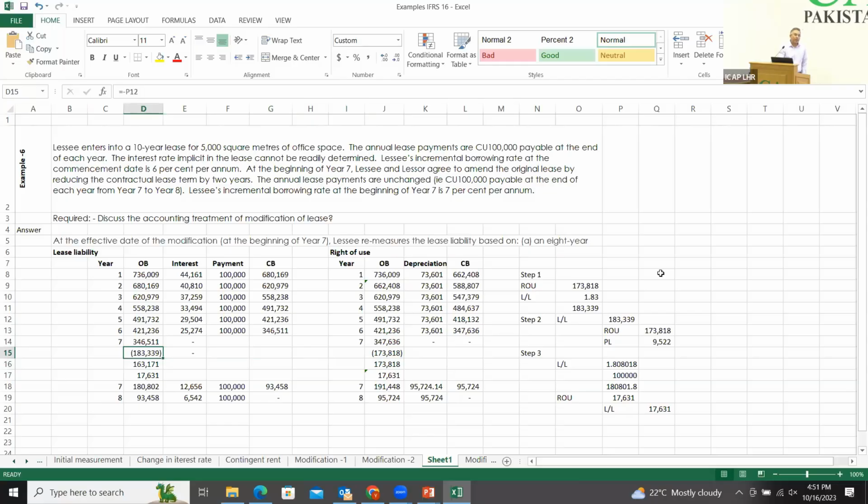So what we will do? We will credit the asset by 173,000, debit the lease liability by 183,000. So there is a gain in the profit or loss account. Here is the entry.